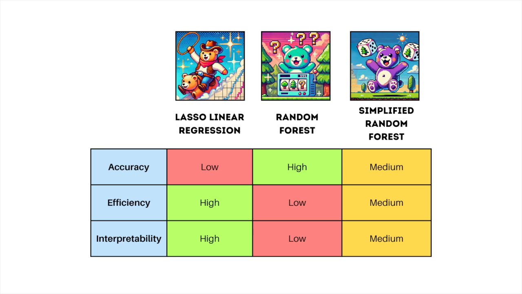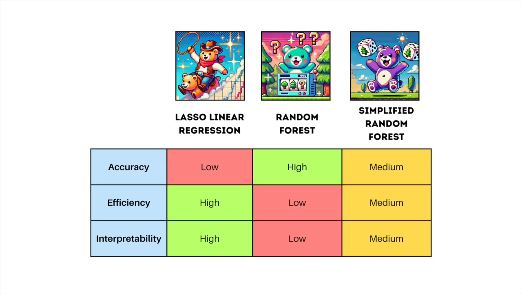Here's how the 3 models stack up against each other. The first lasso model has the lowest accuracy. However, since it's a linear model, it has high efficiency and interpretability. The 4-feature random forest model has the highest accuracy, but the lowest efficiency, meaning it would take longer to retrain and more computational resources to run once implemented.